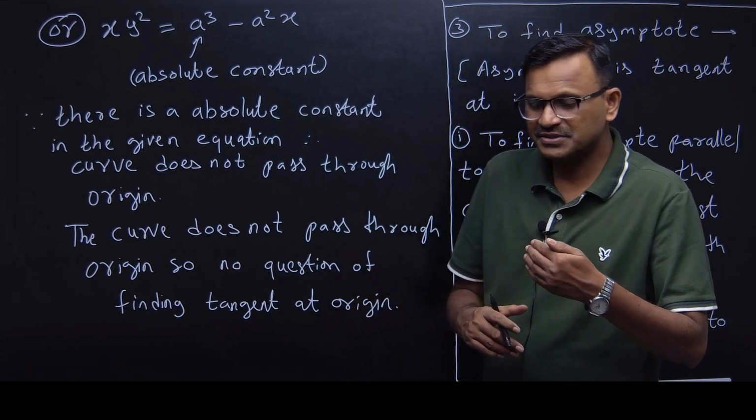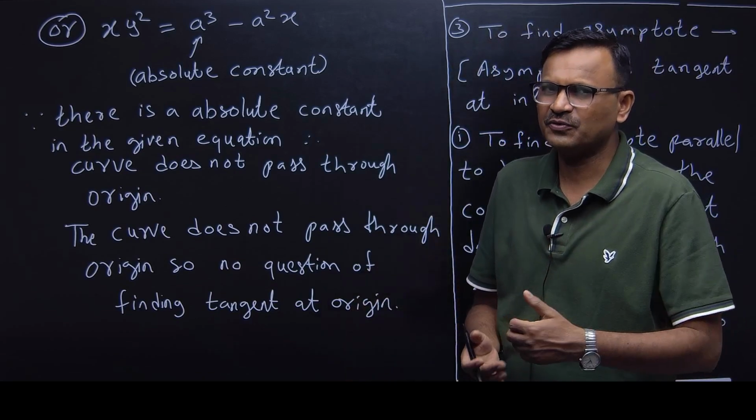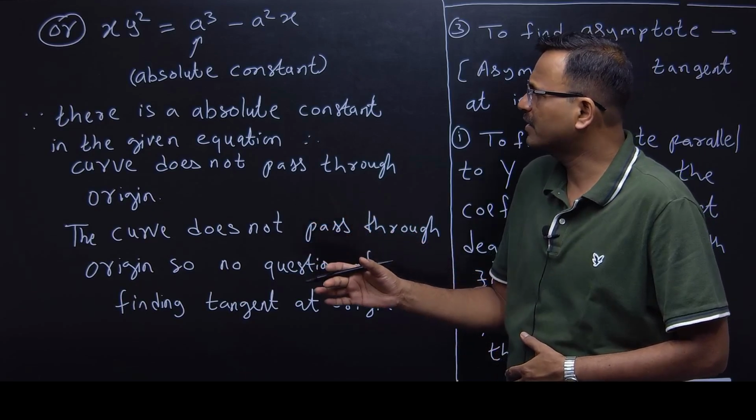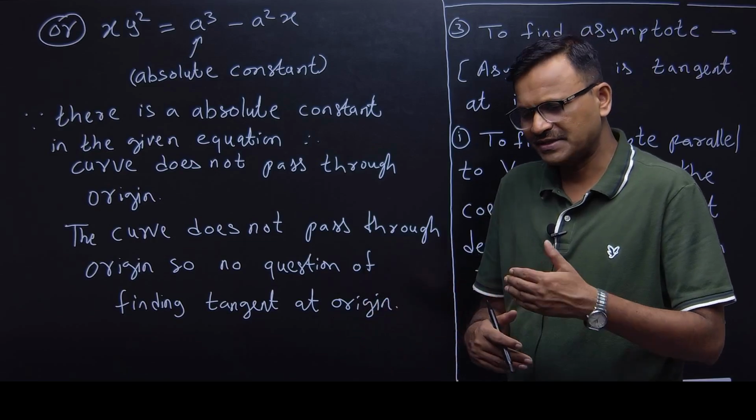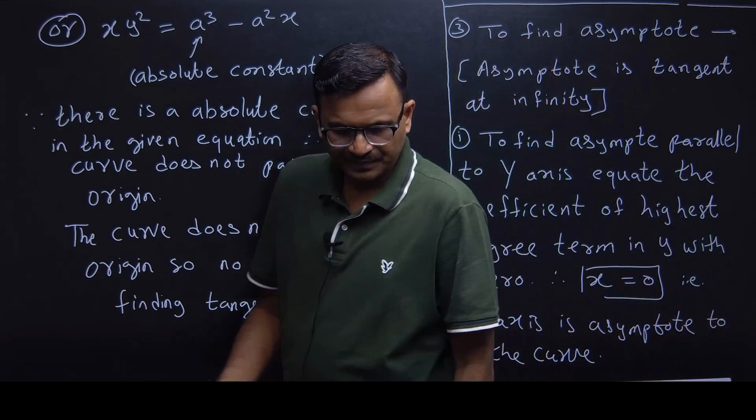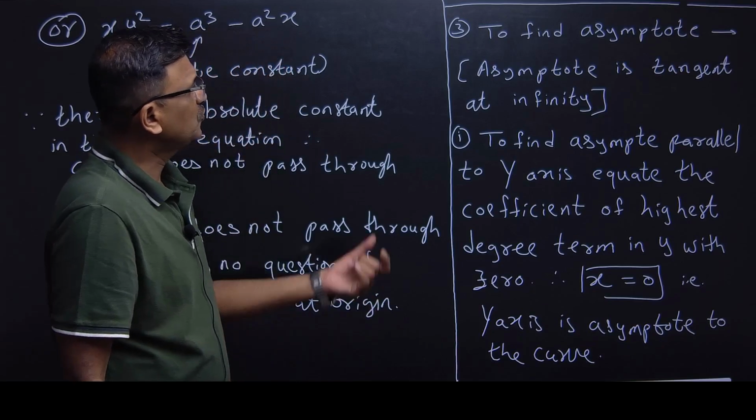अगर कर्व ओरिजिन से पास होता है तो ही हम tangent at origin फाइंड करते हैं. ये जो अपना कर्व है वो ओरिजिन से पास नहीं हो रहा है, इसलिए हम tangent at origin नहीं फाइंड करेंगे. Then to find asymptote.